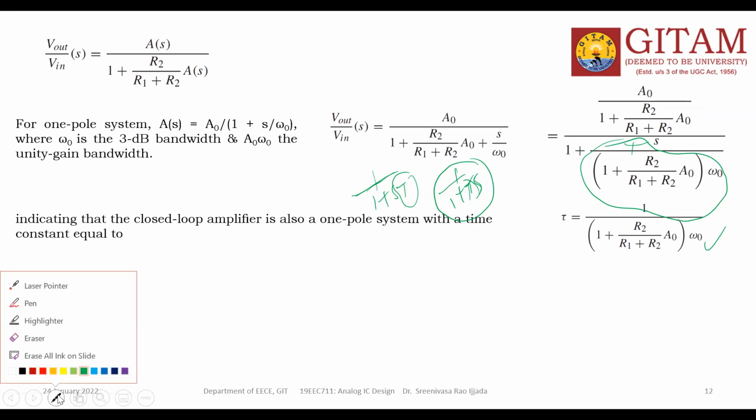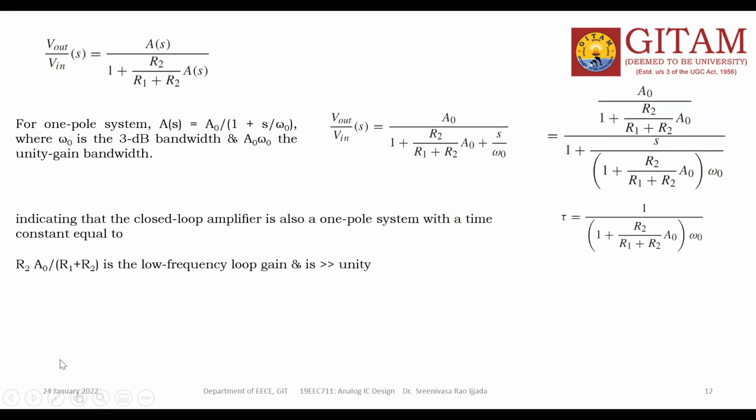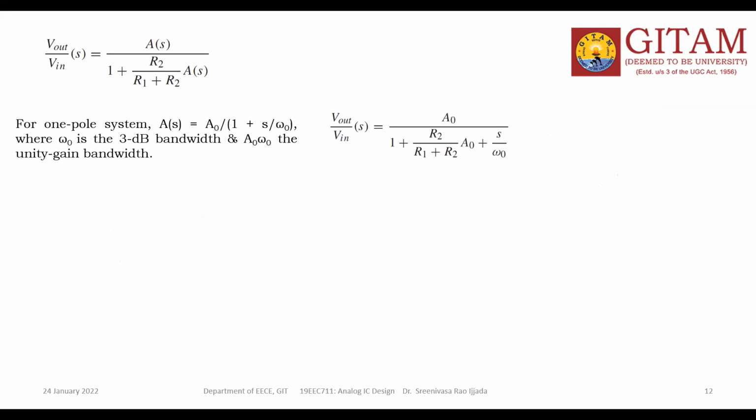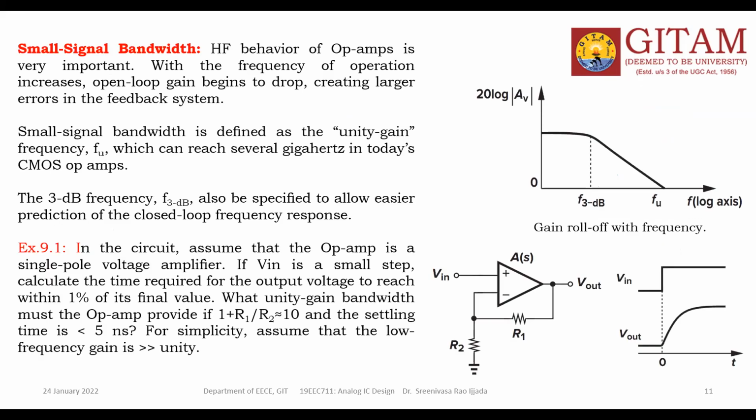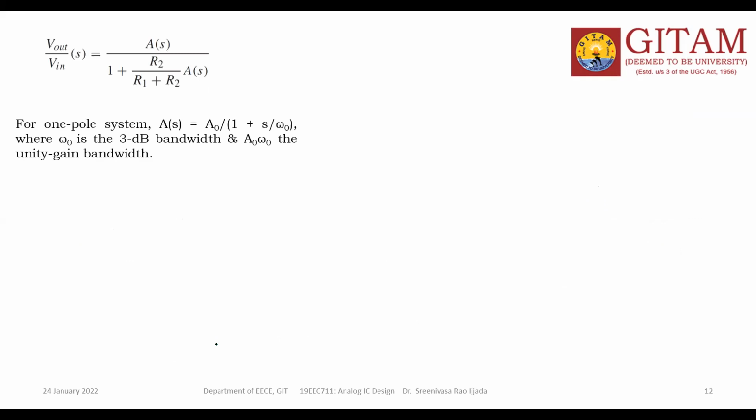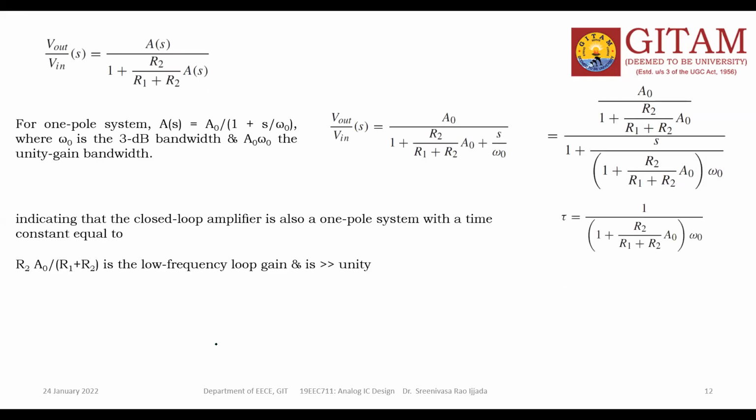Now, what is said? He is saying the assumption is given like this: low frequency gain is greater than unity. What is the low frequency gain here? This is the low frequency gain. This low frequency gain is far greater than unity. He said that as an assumption.